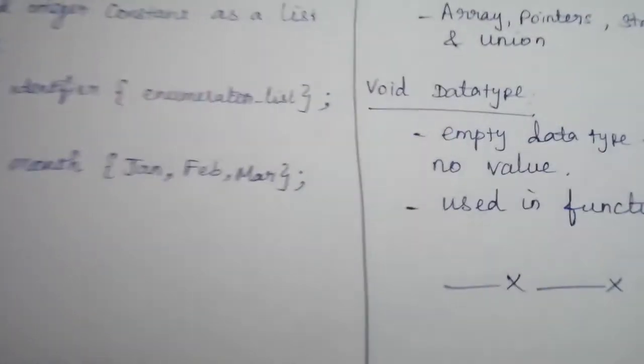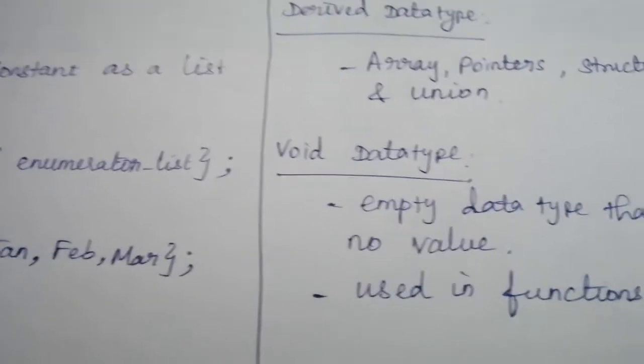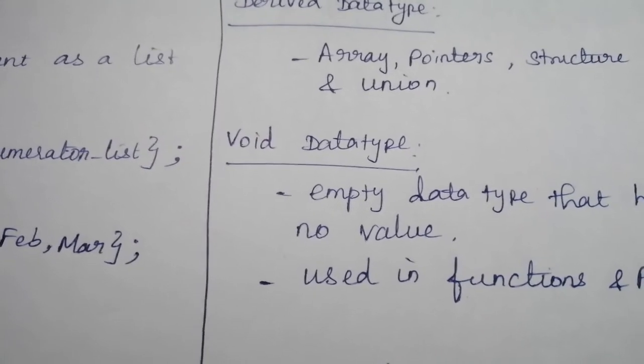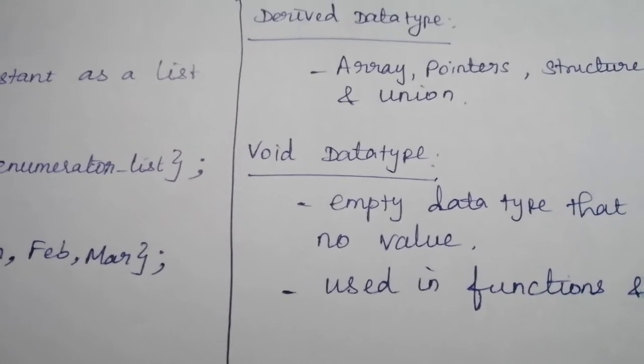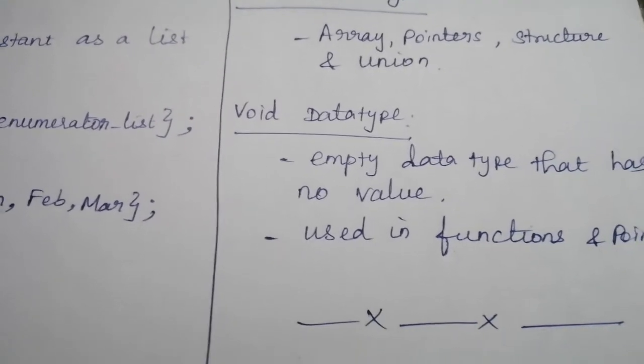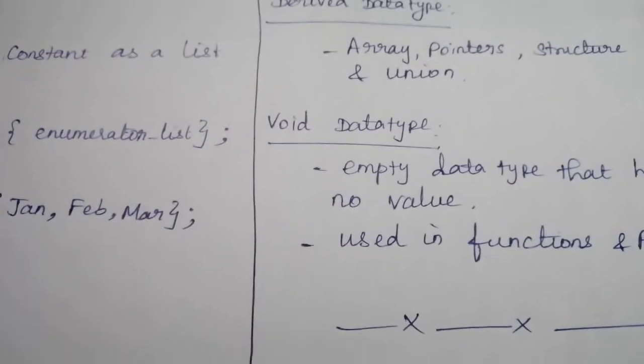Next we are going to discuss the derived data types. They include array, pointers, structures and unions. In the next unit we will discuss what an array is, what a pointer is, and what a structure and union are. So this is about derived data types.